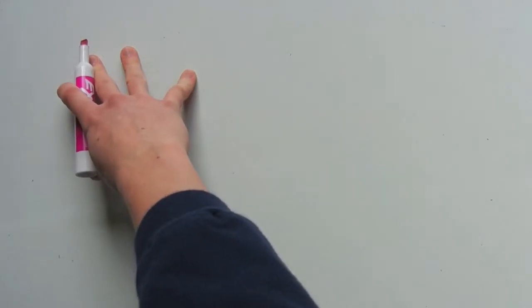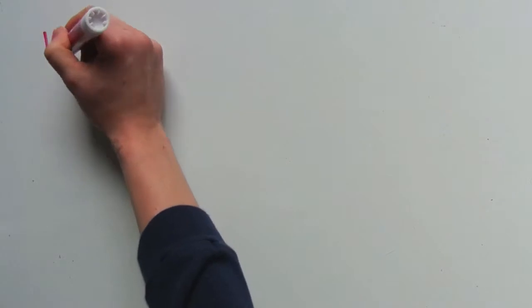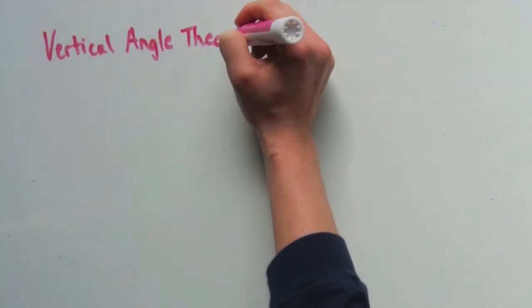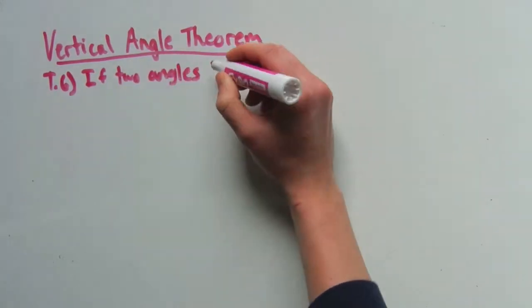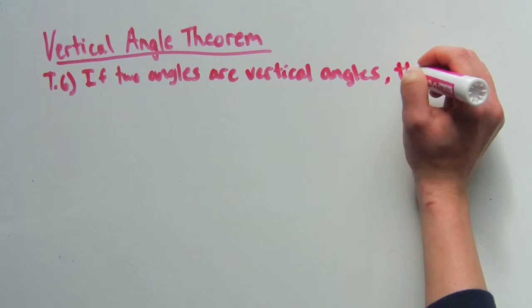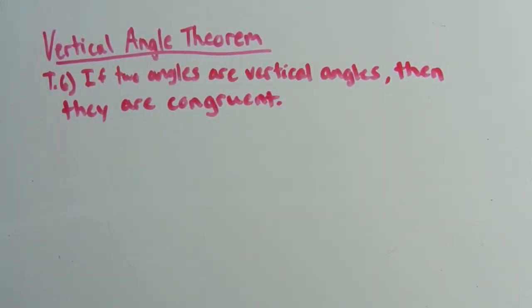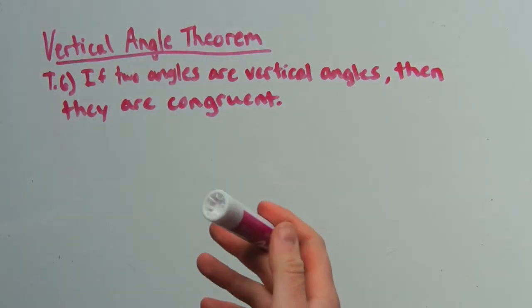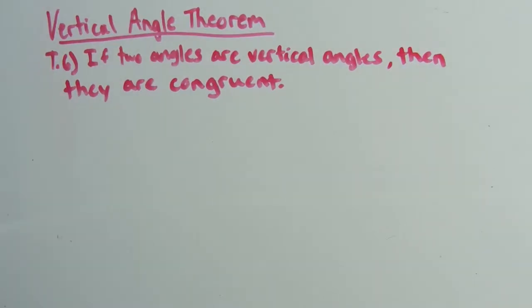In this video, I'm going to do the proof for the vertical angle theorem. So the vertical angle theorem says that if two angles are vertical angles, then they are congruent. So I'm going to draw a quick picture of that.